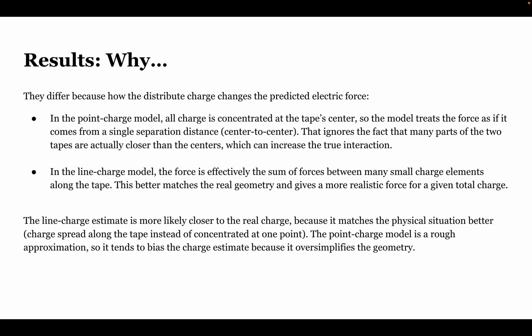And why do they differ? In the point charge model, our charge is concentrated at the tape center instead of distributed, so it's a lesser force, I guess. And in the line charge model, the force is effectively the sum of all the forces between the small elements. So this better matches the real geometry of the linearity of the tape. So the line charge estimate is more likely to produce a closer charge, which makes it the physical situation better, spread along the tape. And that was my presentation. Thank you for listening.